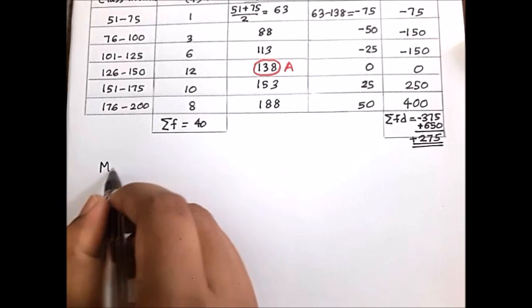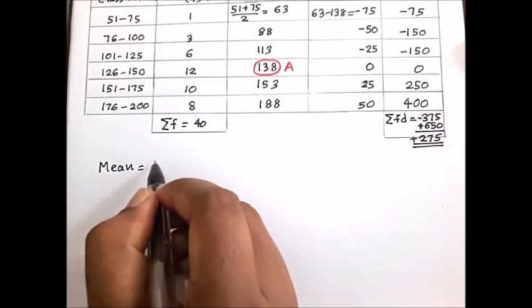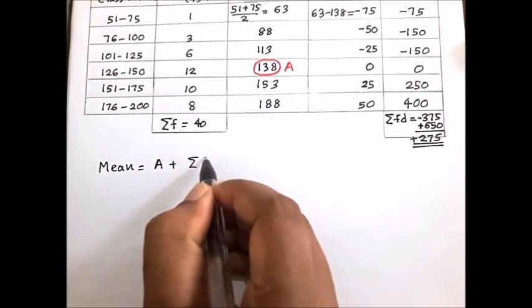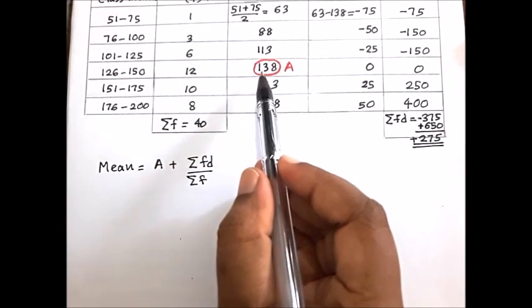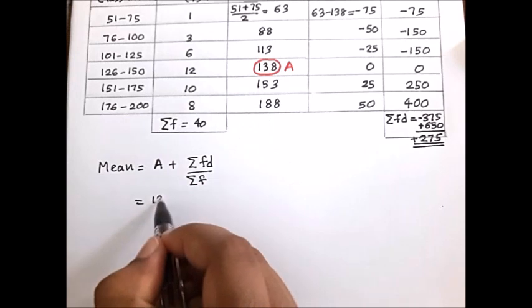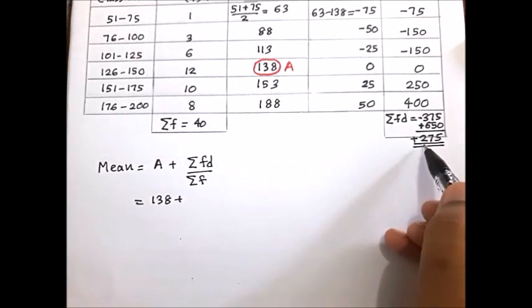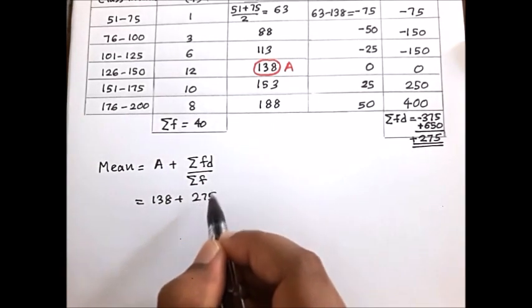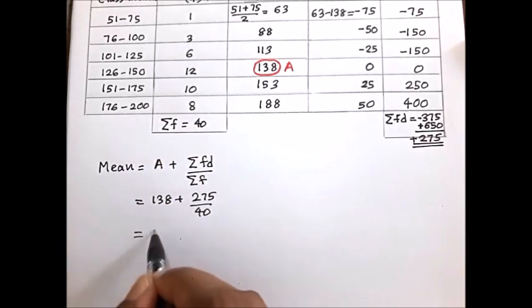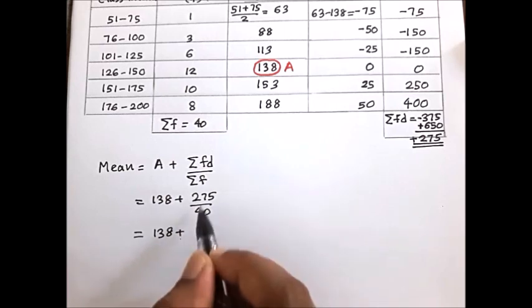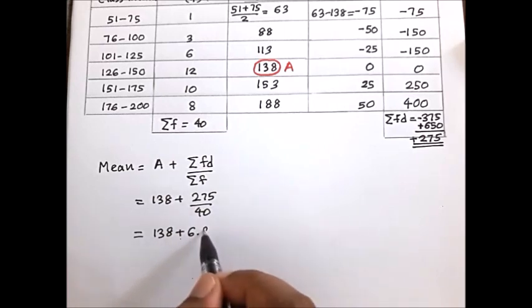Now find the mean. Mean equals assumed mean plus sigma fd divided by sigma f. Here the assumed mean is 138, sigma fd is 275, sigma f is 40. 275 divided by 40 is 6.875.